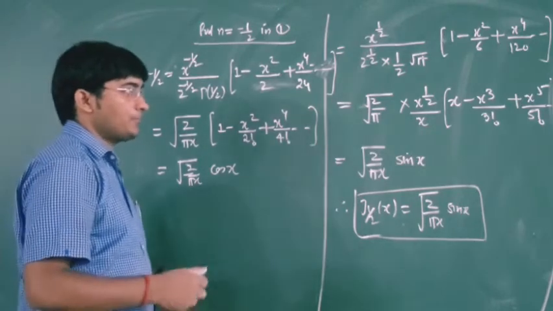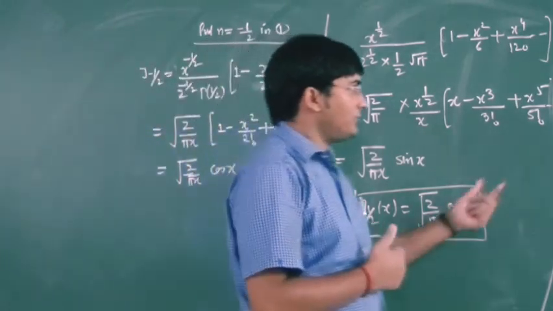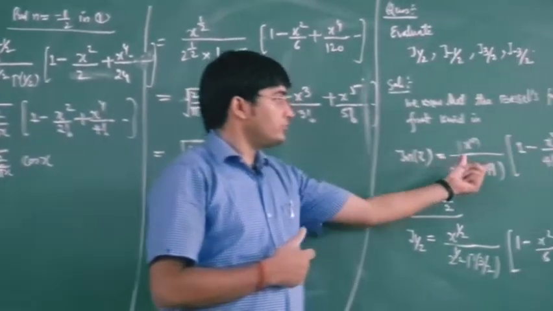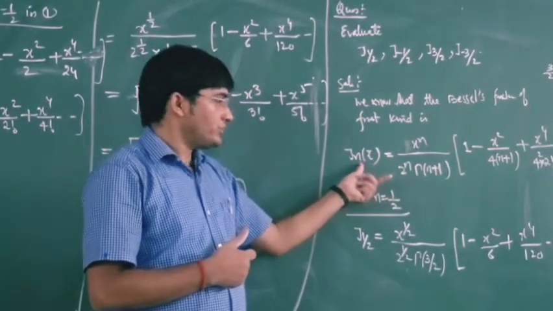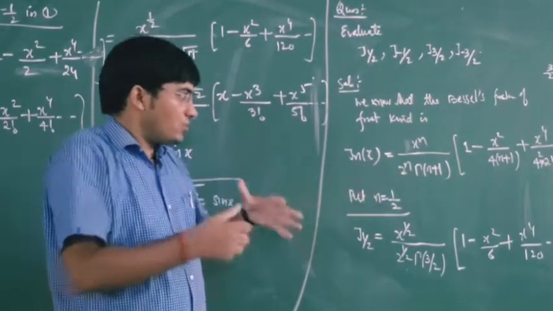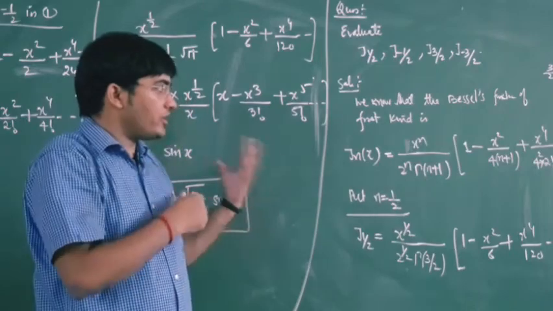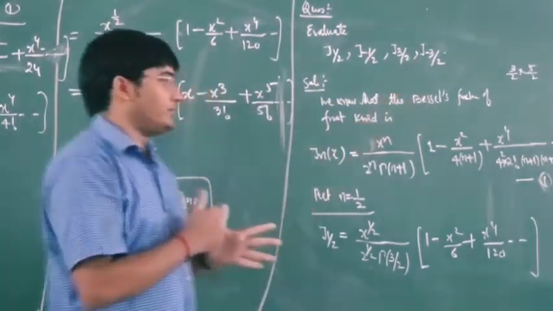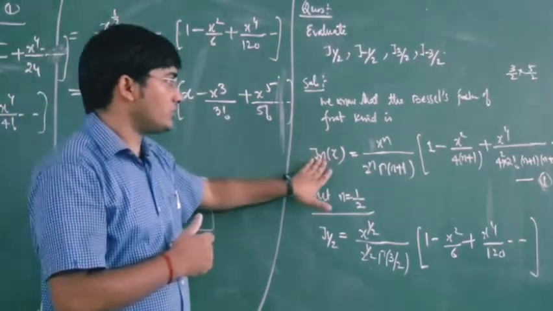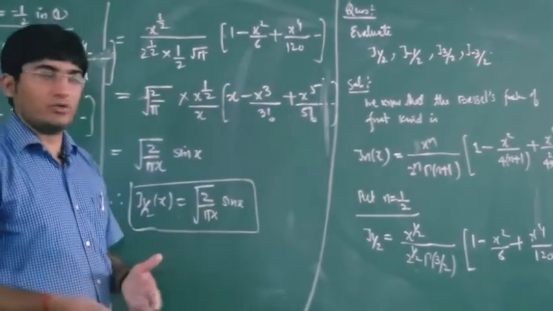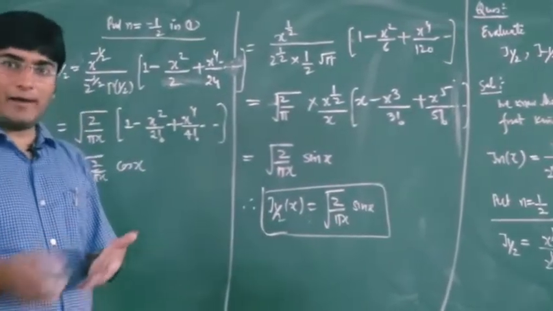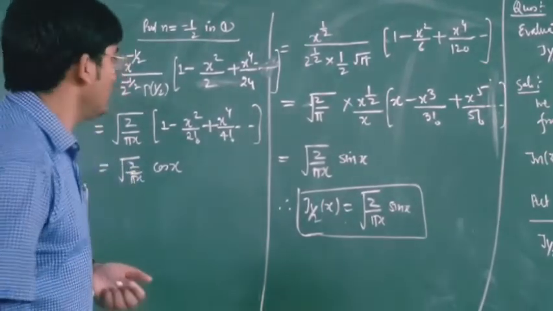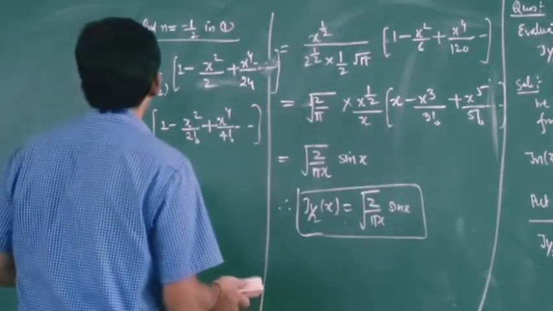Now we can have the value of J 3 by 2 from this, again this equation. Just put n equal to 3 by 2, then we will have to do some rearrangement. Then we can have the values of J 3 by 2 and J minus 3 by 2. But I am not using this equation for J 3 by 2 and J minus 3 by 2. Let us apply the difference relation for J 3 by 2 and J minus 3 by 2.